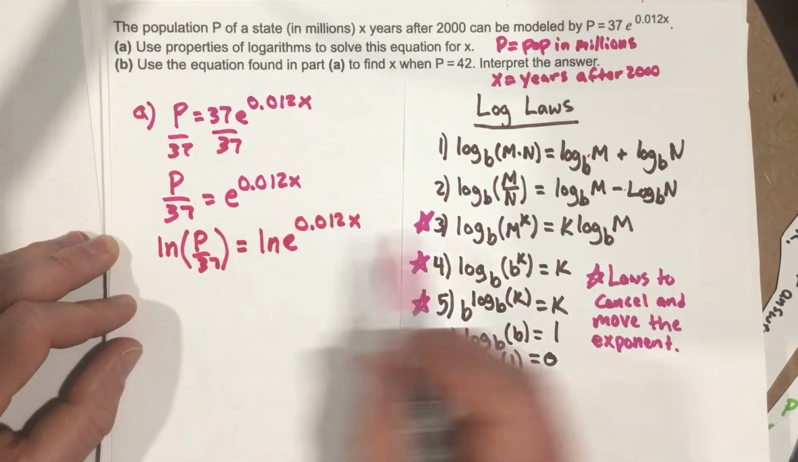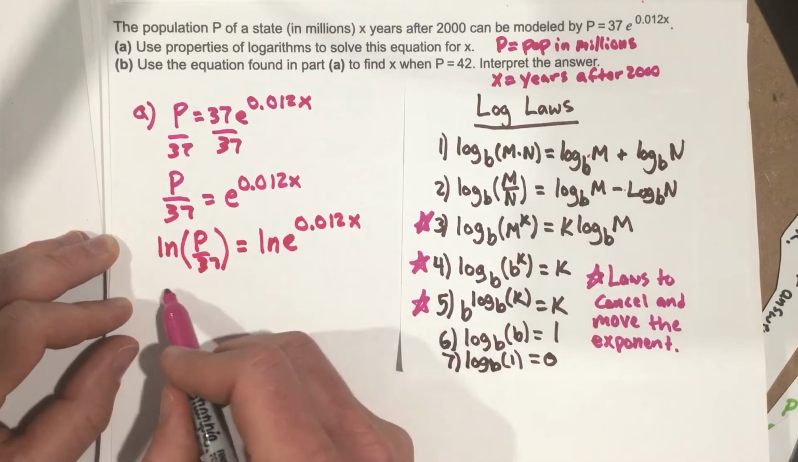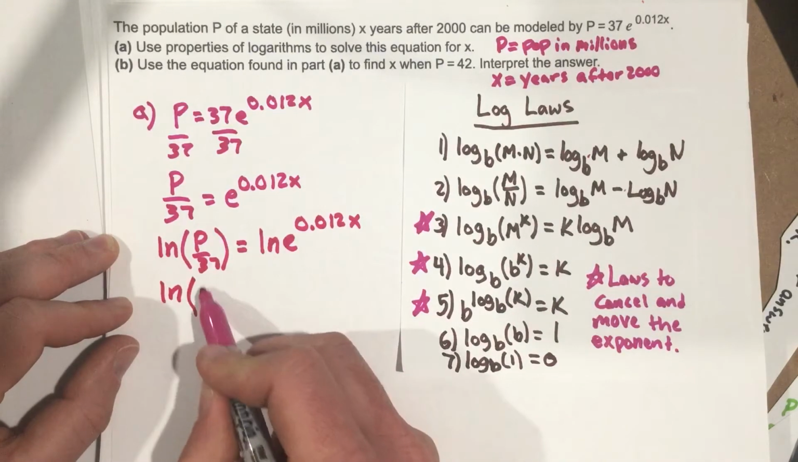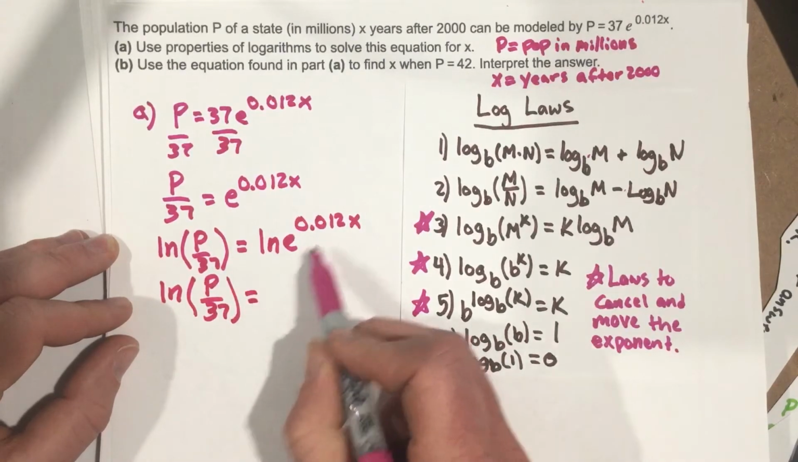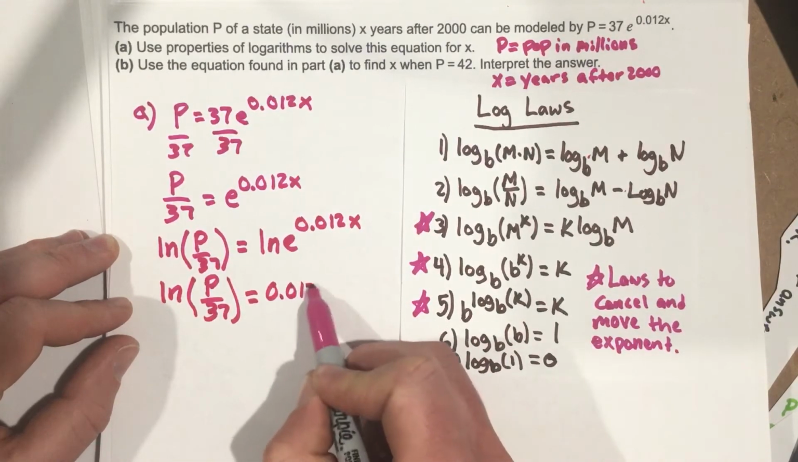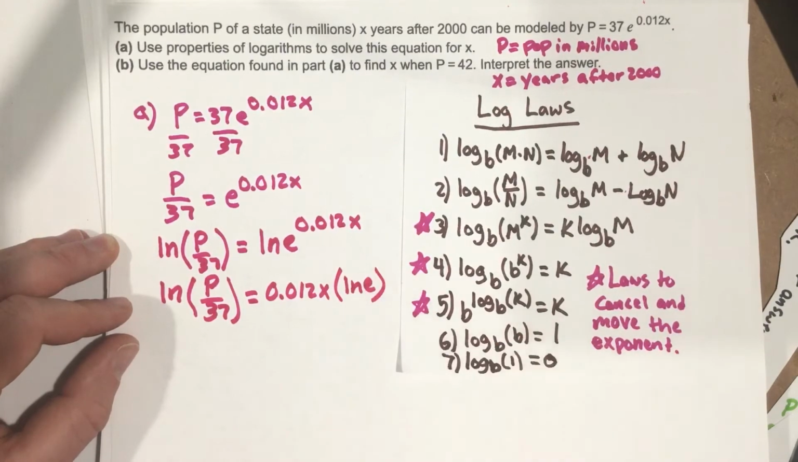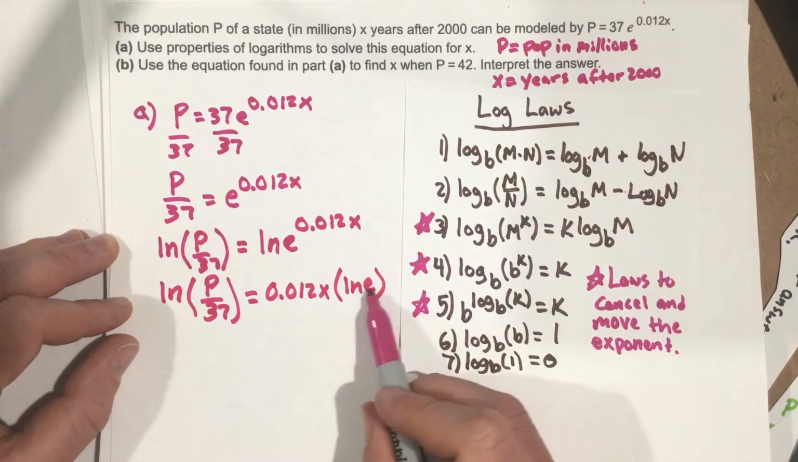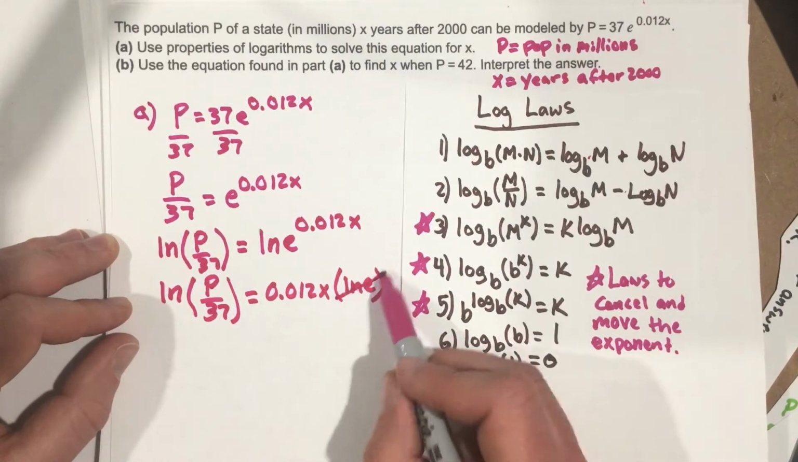This will come to the front using the third log law, right? The exponent can come to the front. So I end up with the natural log of P over 37 equals 0.012x times natural log of e. Natural log of e we know is 1 from law 6, so this cancels out.